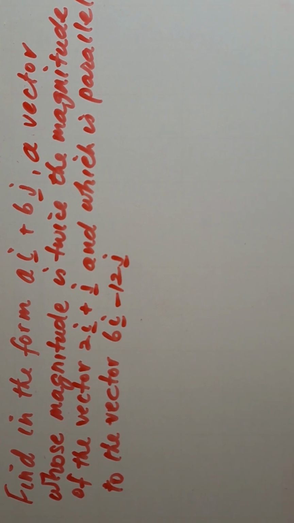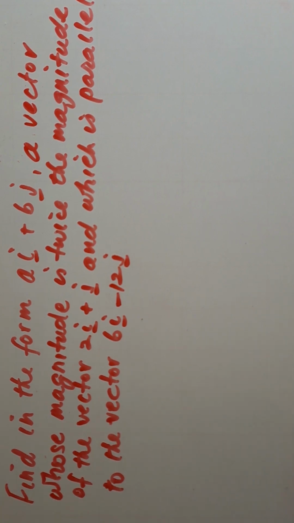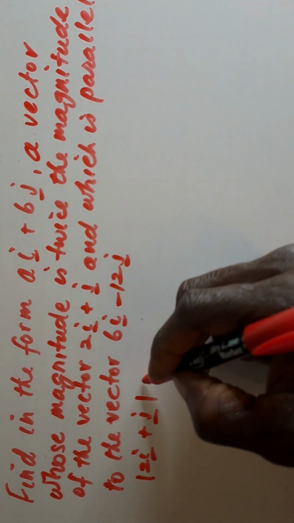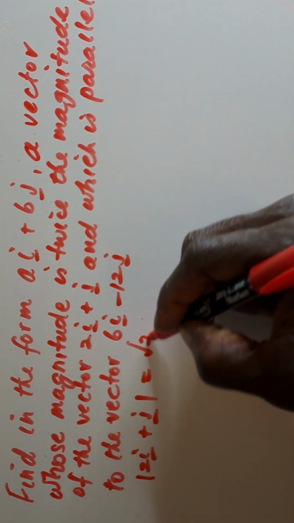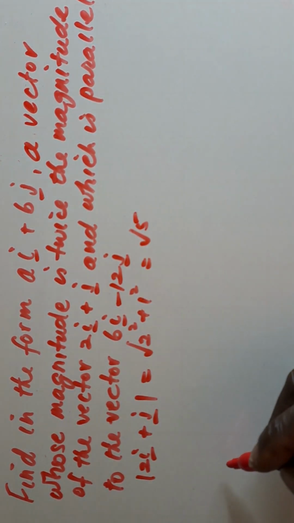Find in the form ai add bj a vector whose magnitude is twice the magnitude of the vector 2i add j, and which is parallel to the vector 6i minus 12j. Well, let's compute a vector whose magnitude is twice the magnitude of 2i add j. So the magnitude of 2i add j is simply the square root of 2 squared add 1 squared, which is the square root of 5.